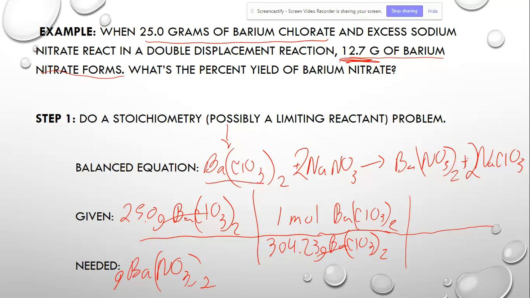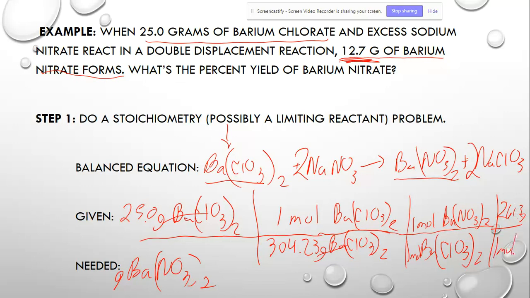And you can see there is a 1-to-1 relationship between barium chlorate and barium nitrate. So barium chlorate is 1 mole and barium nitrate is 1 mole. So it's a 1-to-1. The last thing we need to do is figure out the mass of barium nitrate, to go from moles of barium nitrate to grams. And that's 261.3 grams for every 1 mole of barium nitrate.